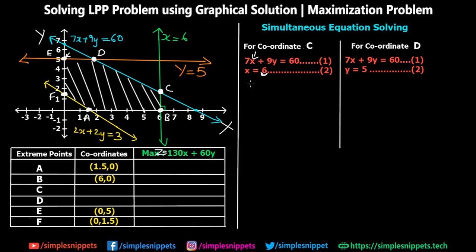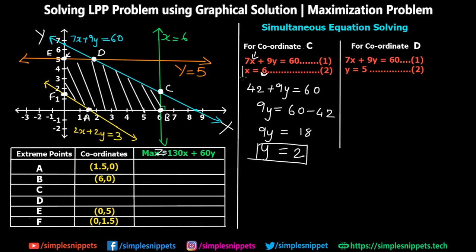So 7 into 6 would be 42, plus 9y is equal to 60. So 9y is going to be 60 minus 42, and 9y is going to be 18. So y is going to be 2. So we already got the coordinate, that is x equals 6 and y equals 2. I'm going to write it over here: 6, 2. So this is how you solve two equations simultaneously to get the values.